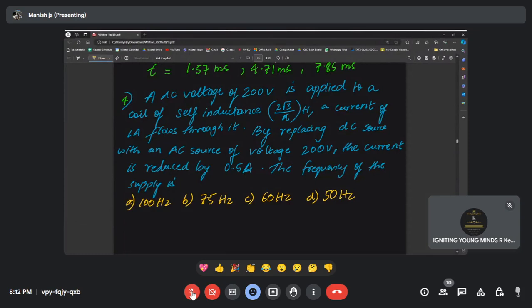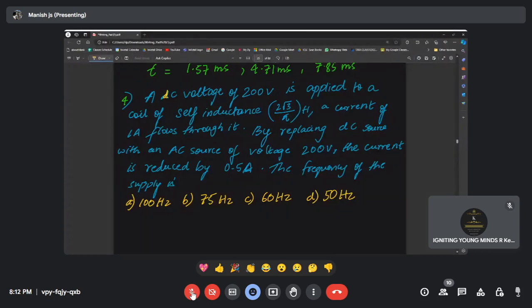All right. So here in this question, they have given you first initially it is DC voltage. Okay, not AC here, it is DC. So a DC voltage of 200 volt is applied to a coil having self-inductance 2 root 3 upon pi Henry. So they're telling when DC voltage is applied to an inductor of 2 root 3 upon pi Henry, a current of 1 ampere is flowing.